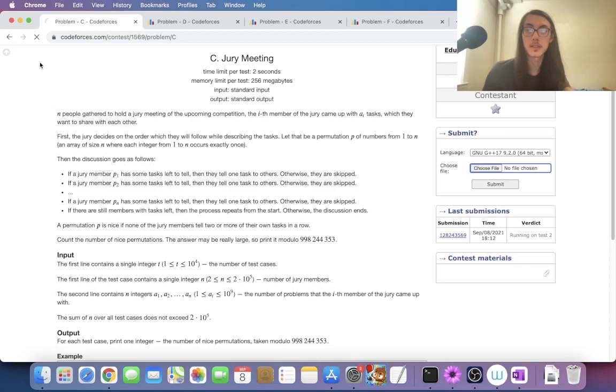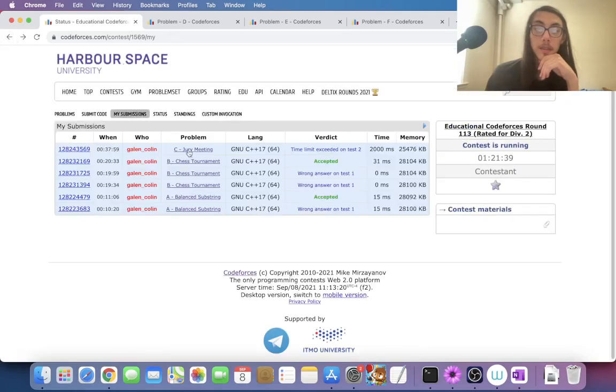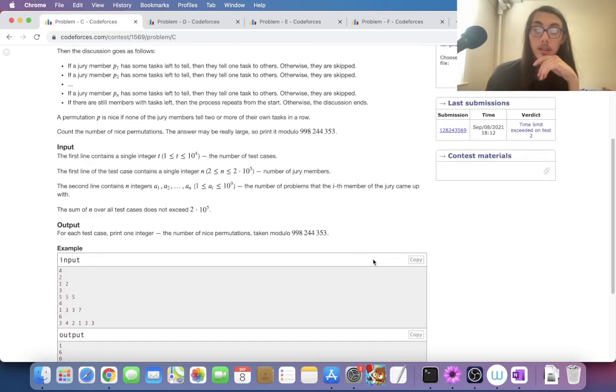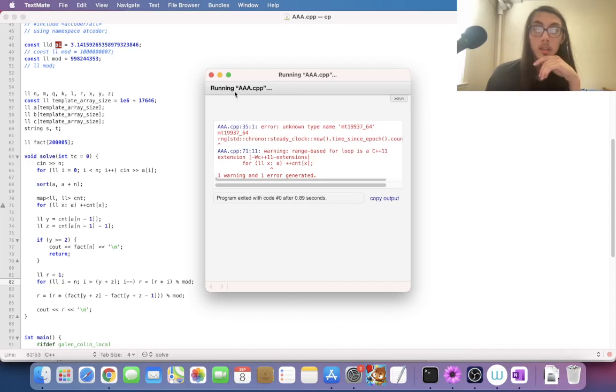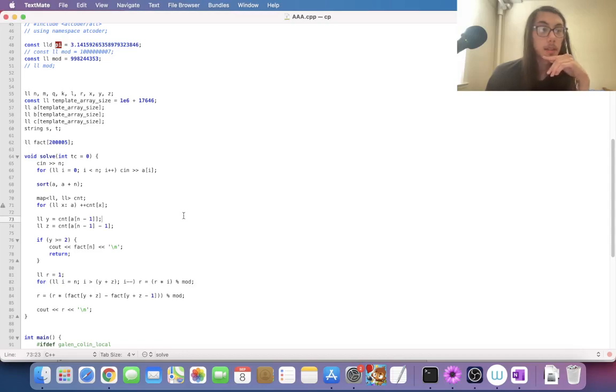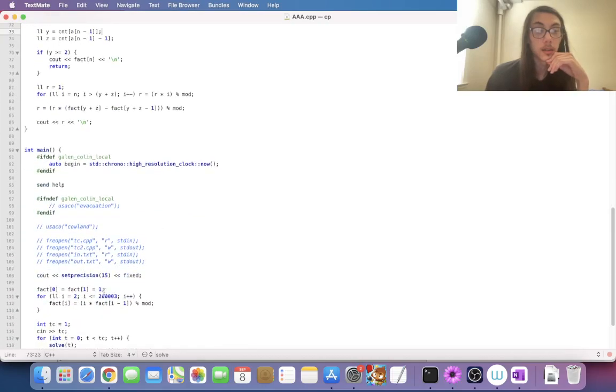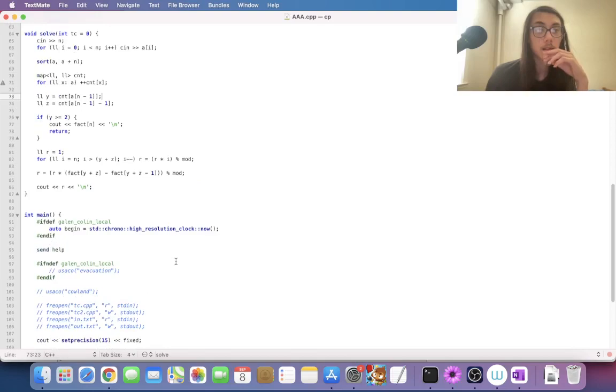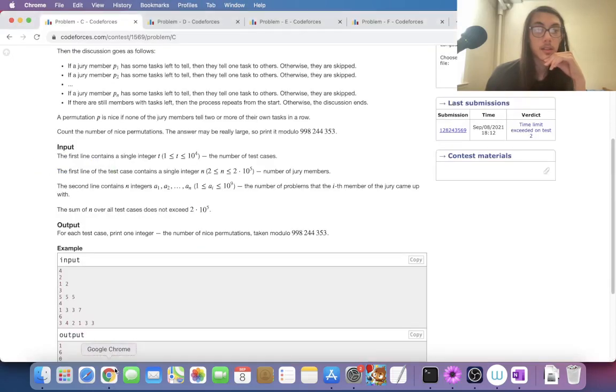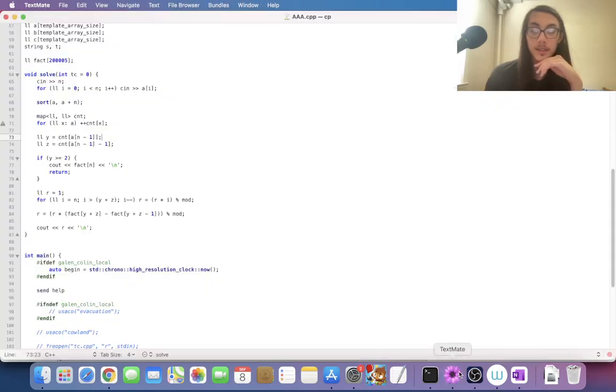Let's refresh my text editor. Why is it running so long? Time limit exceeded. I did not mean to do that. Is it the map? Okay, this is done once. You gotta be kidding me. Is it seriously the map that's that slow? Or is there something else?